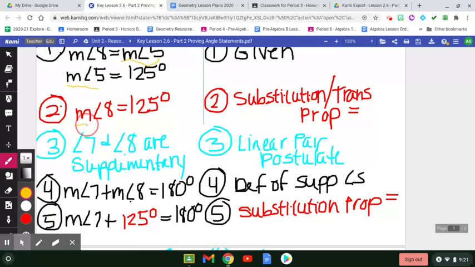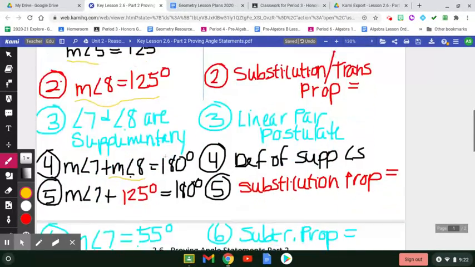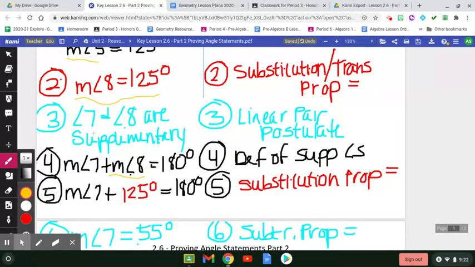I know that the measurement of angle 8 is 125 degrees. And I know if I add up angle 7 and angle 8, I get 180 degrees. So all I'm doing is plugging in 125 degrees for the measurement of angle 8, because eventually I want to end up with the measurement of angle 7. So by substitution property, I can plug in 125 degrees for the measurement of angle 8.